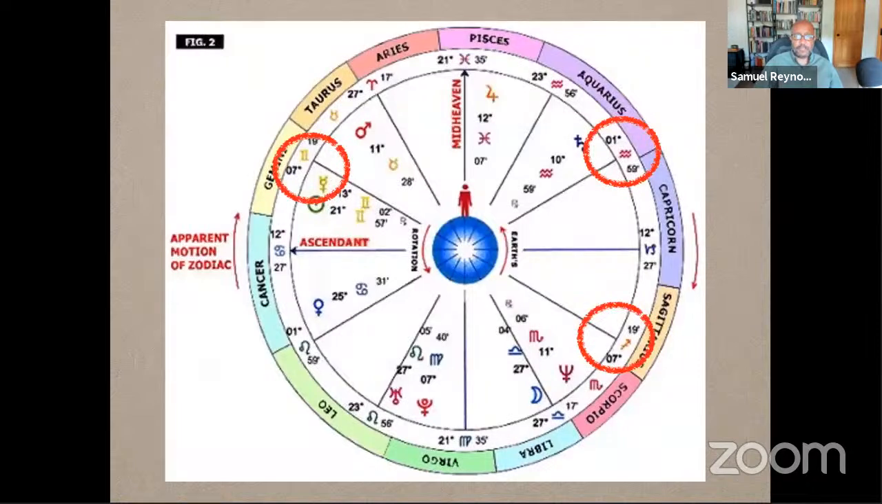So these actually are supposedly the bad houses. So let me clarify. This is the 6th, 8th, and 12th houses. These houses are deemed the quote unquote bad houses, scare quotes.